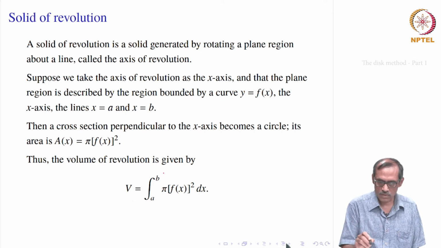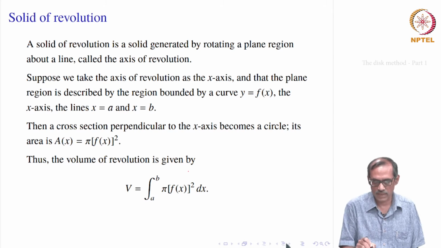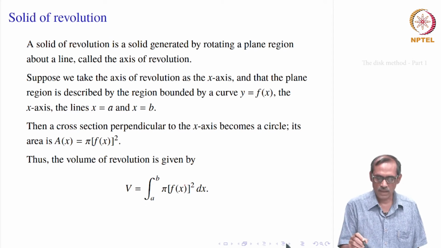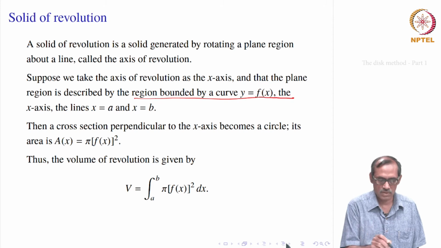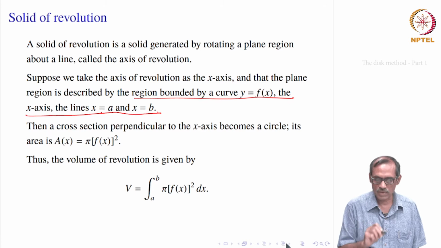Under all these conditions we write this formula, and we need the integrand pi times f of x square to be an integrable function. Usually we will assume that f of x is continuous. Now, for what kind of solid is this the volume? We must remember that it is the region bounded by y equal to f of x, the x axis, which is the axis of revolution, and the lines x equal to a and x equal to b. That is why the limits are a and b for x, and the integrand is the area of the cross section, pi times f of x square dx.